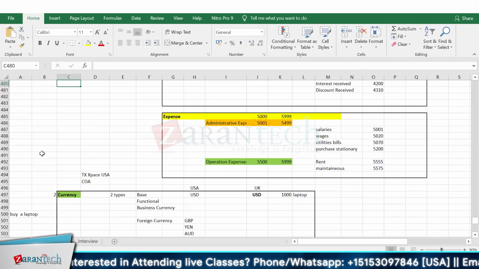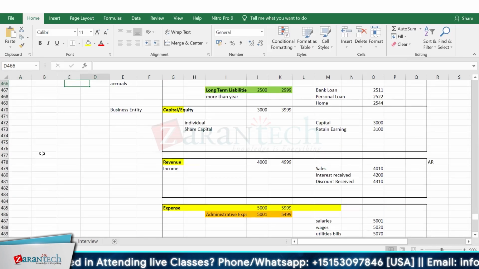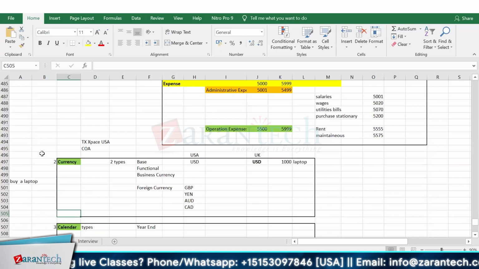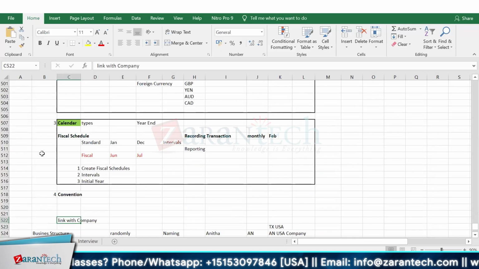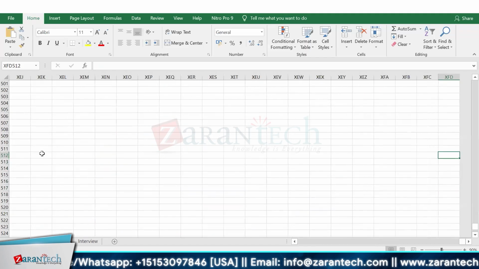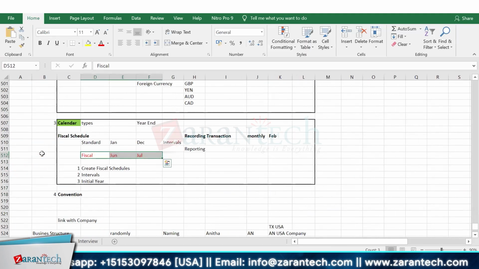We discuss the charts of account, and we define the charts of account in the system. We discuss currency, and we discuss calendars. And we are going to start. There was a question last day, what was that?